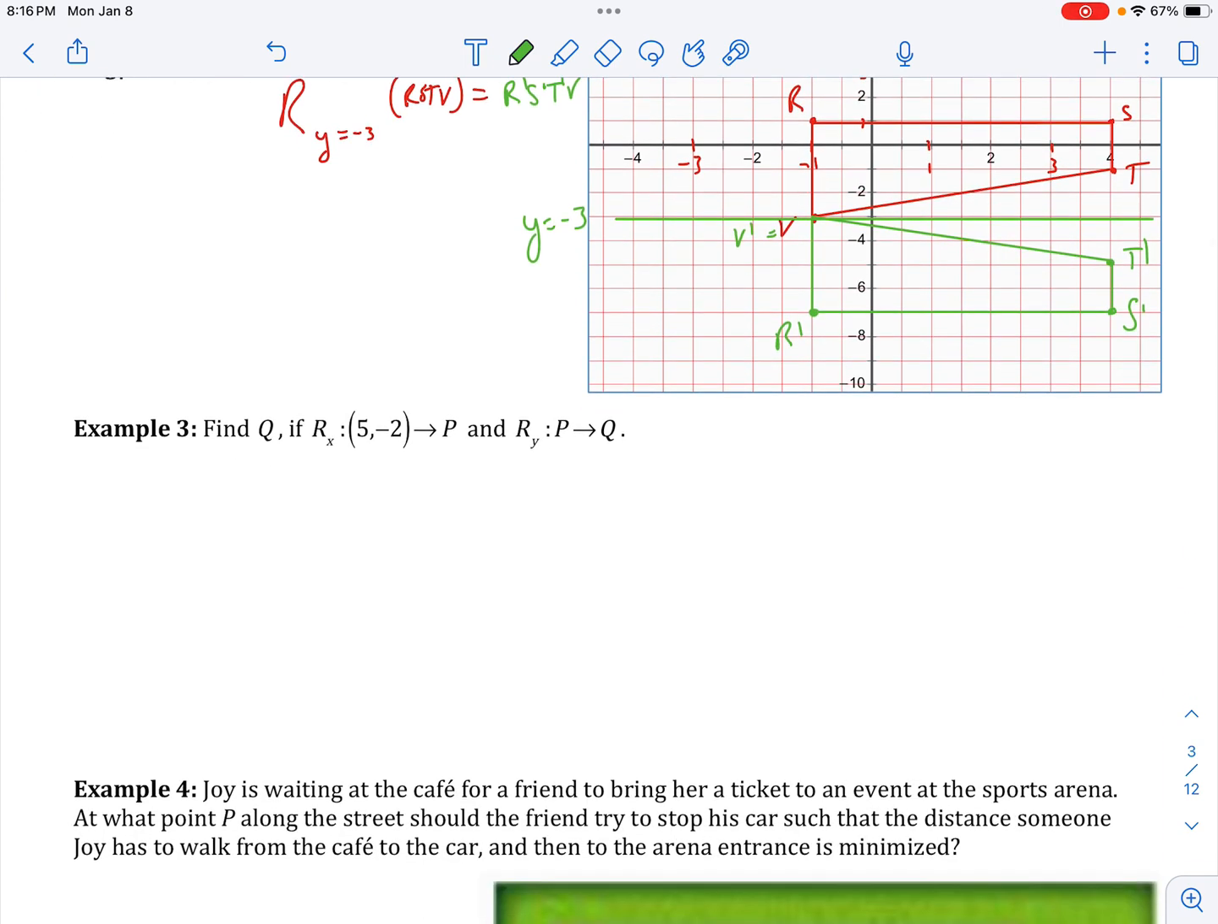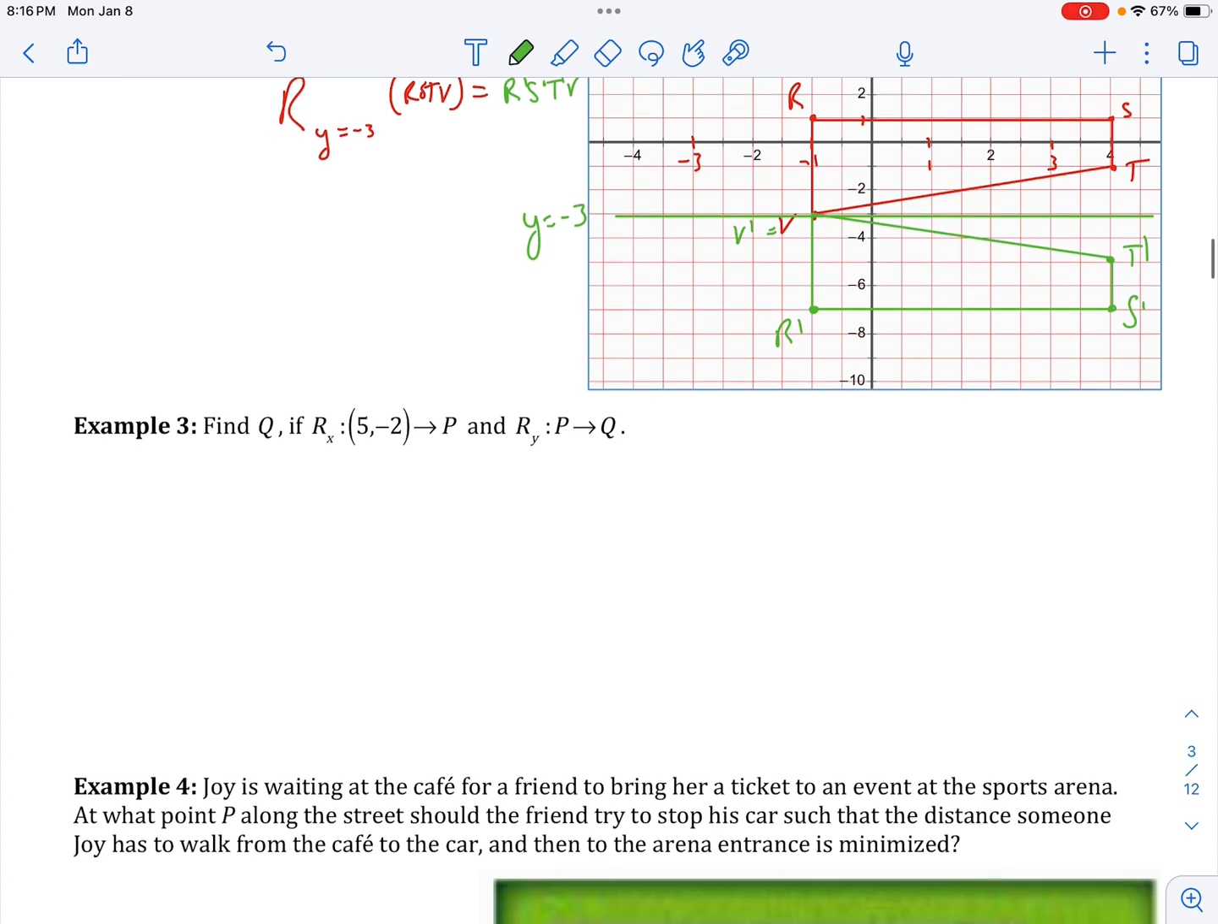All right, find Q if reflecting 5, negative 2 over the x-axis turns it into P, and then I reflect P over the y-axis to become Q. All right, I'm going to have to draw this. Okay, so find Q if reflecting over the x-axis takes this point to P, and reflecting over the y-axis takes P to Q. Okay, let's just do this in order.